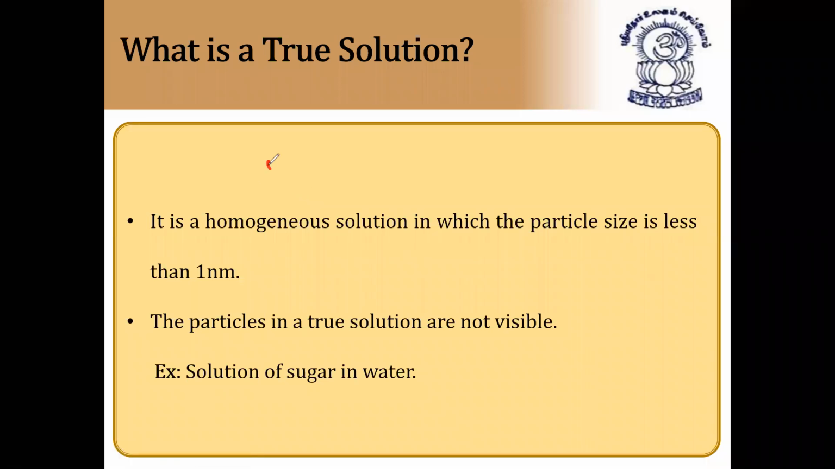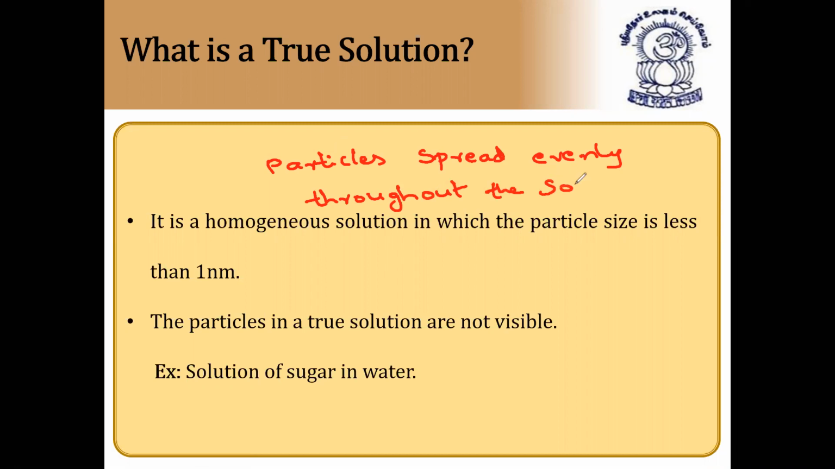What do you call a homogeneous solution? If the particles are spread evenly throughout the solution, then it is called a homogeneous solution, in which the particle size is less than 1 nanometer. It is less than 1 nanometer.